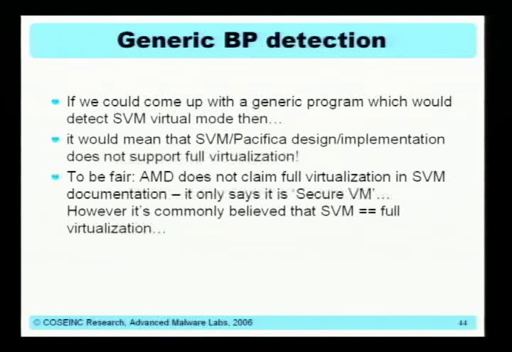So you can ask if it's possible, maybe, to create something like RedPill, but this time for this Pacifica technology. It might be possible. Pacifica might be 'buggy' in apostrophes, just because AMD documentation doesn't really say that they offer 100% virtualization. They only talk about secure virtual machine. But still, everybody believes that hardware virtualization can be used for full virtualization. And if we had a way to create a program which would behave differently inside a VM and outside a VM, this would mean that actually we don't have full virtualization, right?